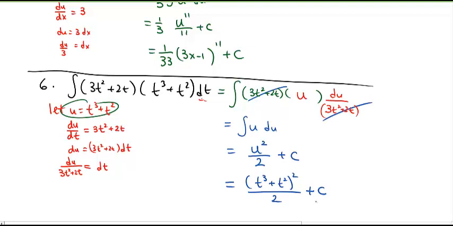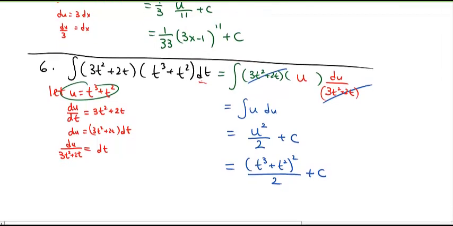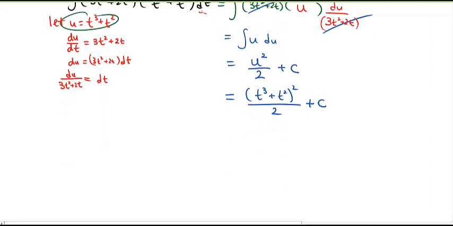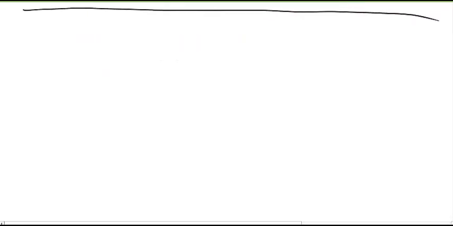Okay? All right. Let me show you number 7 too, and then I think I'm going to skip 8, because number 8 we actually didn't use reverse chain rule. And then I'll do 9, 10, and 11. Okay? And then you can decide, or you can tell me at the end of the video, which one do you prefer? Use substitution for all the questions, or you like reverse chain rule, and then use substitution for the trickier ones. Okay?